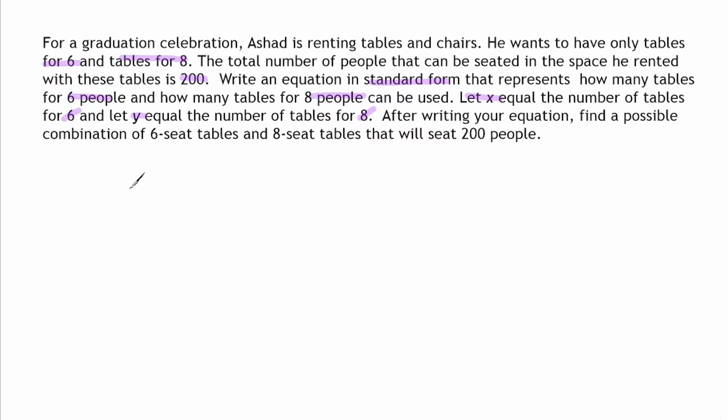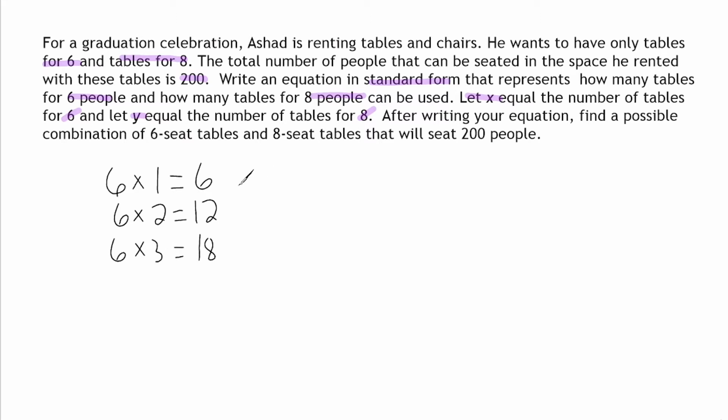All right, now for a minute, let's just forget about writing equations in standard form or algebra or anything like that. Let's just pretend this is more of an elementary school level word problem for a moment, okay? So we know that there are going to be tables that sit 6 people. And let's say we just had one of those tables. Then that would be a total of 6 people. Let's say we had 2 of those tables. That would seat 12 people. Or 3 tables would sit 18 people, and so on.